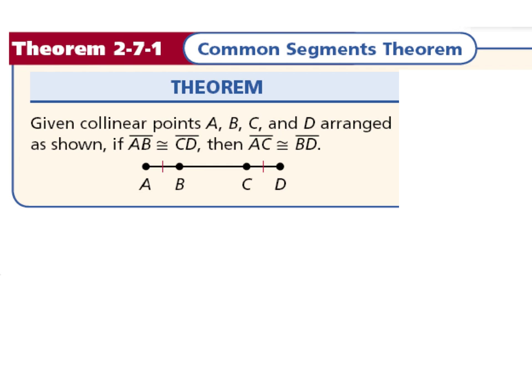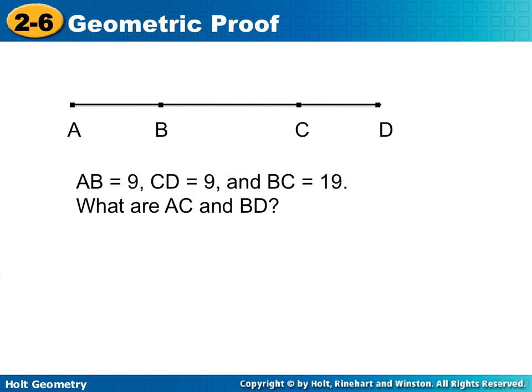What if I change this middle part to be just 20? These two still end up being the same? 30. So by adding this common segment to each of those shorter ones that we started with, we get the longer ones to always be equal. It's kind of like the addition property of equality, but it's not exactly written the same way. So that's called the common segments theorem. Here's an example.